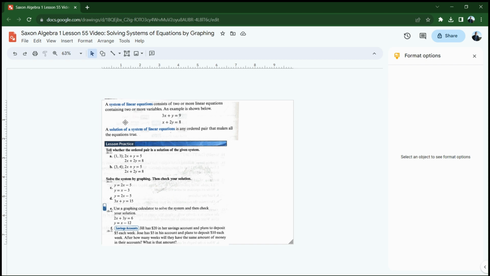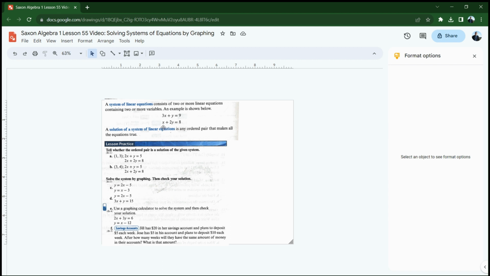A solution to a system of linear equations is an ordered pair that solves both equations at the same time. Sometimes systems of equations will have a solution and sometimes they will not have a solution, and we'll talk about that in just a little bit. But in this case, we're looking at linear equations that have a solution, and we're wondering if the ordered pair that we're using is a solution. Okay, so we're going to be looking at that.